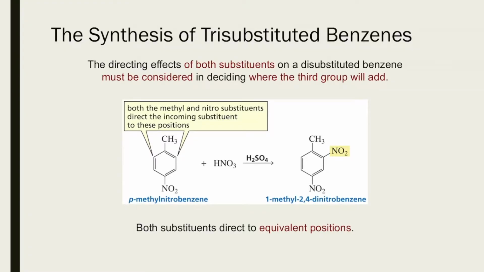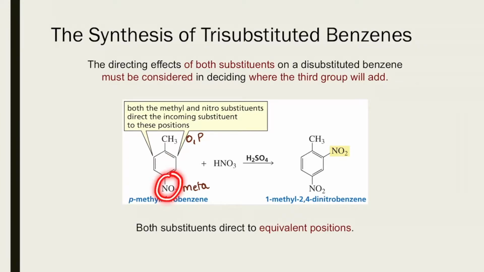Here is a benzene molecule on which you have a methyl group and a nitro group which are para to each other. When you look into the directing effect of these groups, you can tell that methyl is an ortho and para director, whereas nitro is a meta director. But the meta position with respect to the nitro group is in this place, and the ortho position with respect to the methyl group is also in this position.